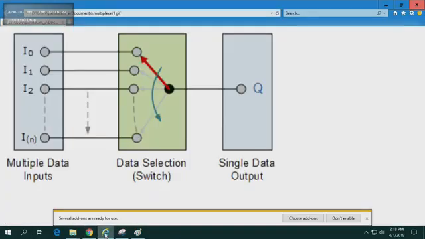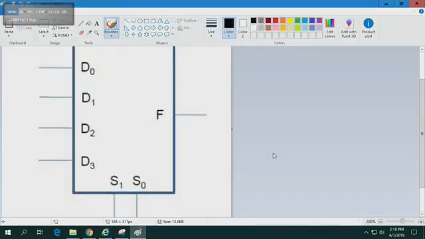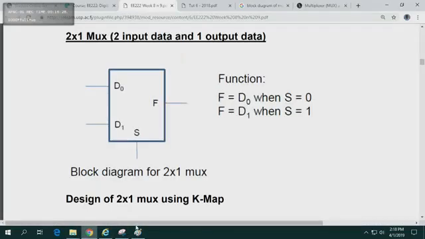If S is equal to 0, this points to input 0. If S is equal to 1, the output will be connected to data 1. Maybe you supplied a 0 in data 1, so your output will be 0. If you supplied 1 to data 1, your output will be 1.